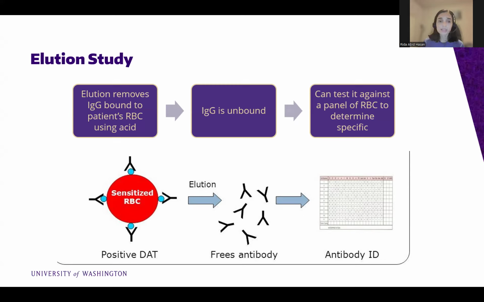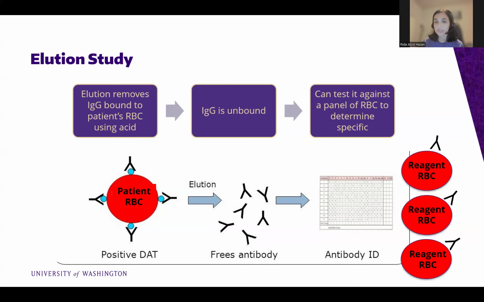The elution is a step that we take where, after we know the patient has a positive DAT, we remove the IgG that's bound to the patient's red cells. And once that IgG is unbound, now I can see what it's binding to, because I don't really know what it's binding to in my patient's red cells. But if I have a couple of reagent red cells, and I know what antigens they have and what's expressed on them because they are reagent cells, I have more control in determining the specificity of what they're binding to. So that's what we do. We remove the antibody and then we test it against these reagent cells.